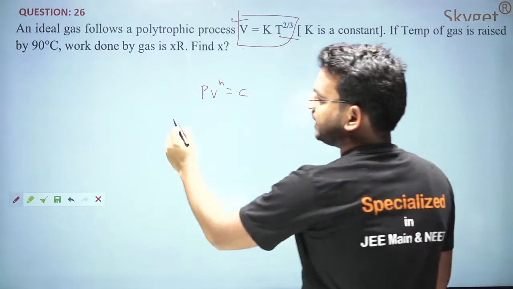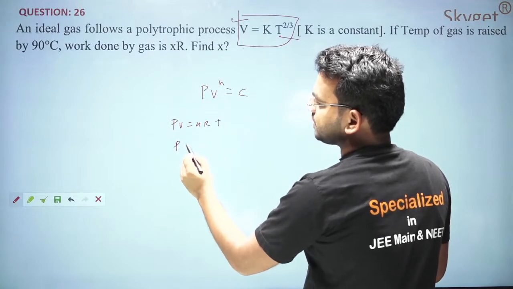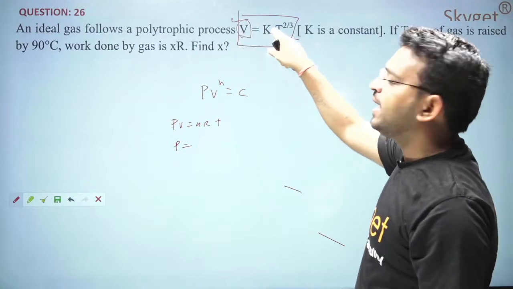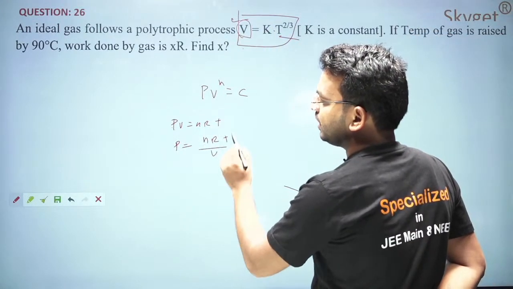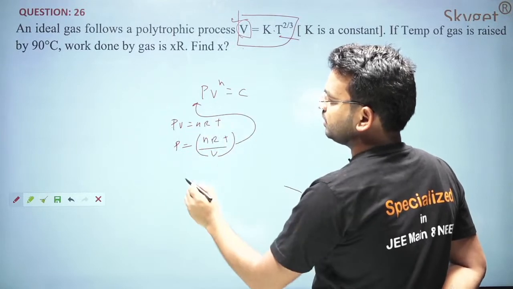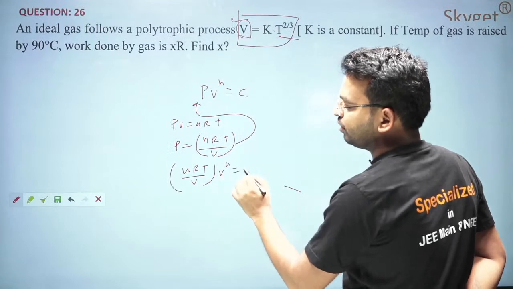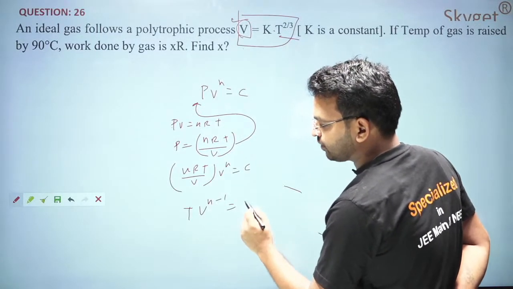So you know already that PV equal to nRT. So just substitute the value. Why do we have to substitute? Because we want to find the relation between V and T. So I can say P equals nRT divided by V, and I'm just going to place this formula over here. That will be nRT divided by V times V to power n equal to constant. So T remains same, V to power n minus 1 equal to constant.